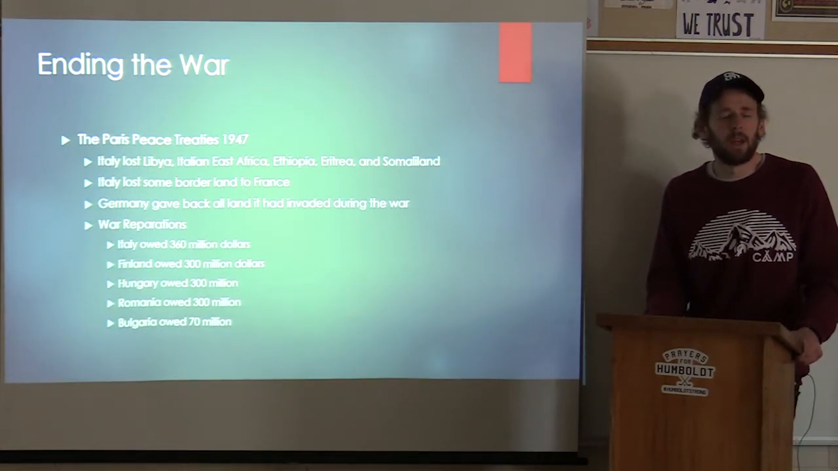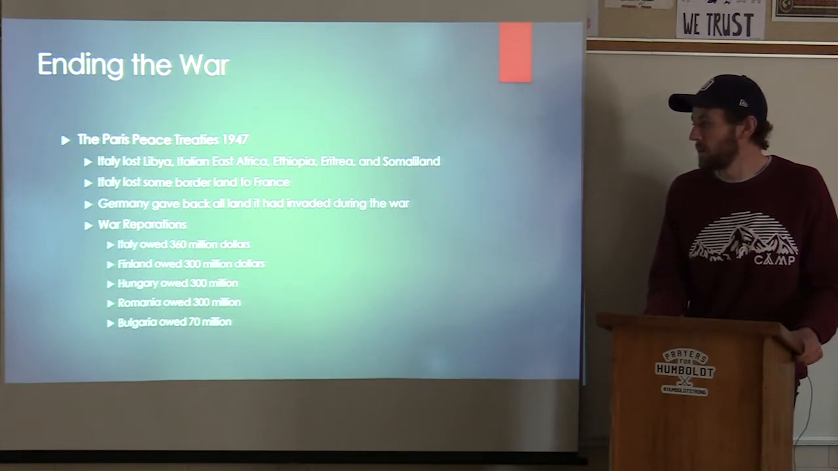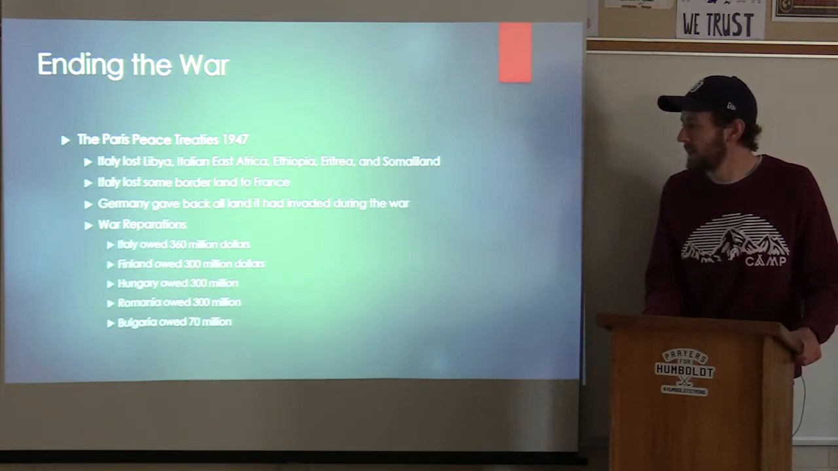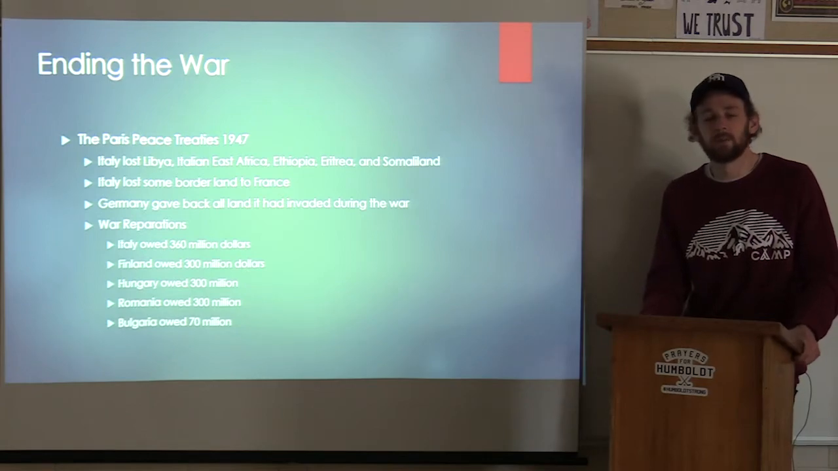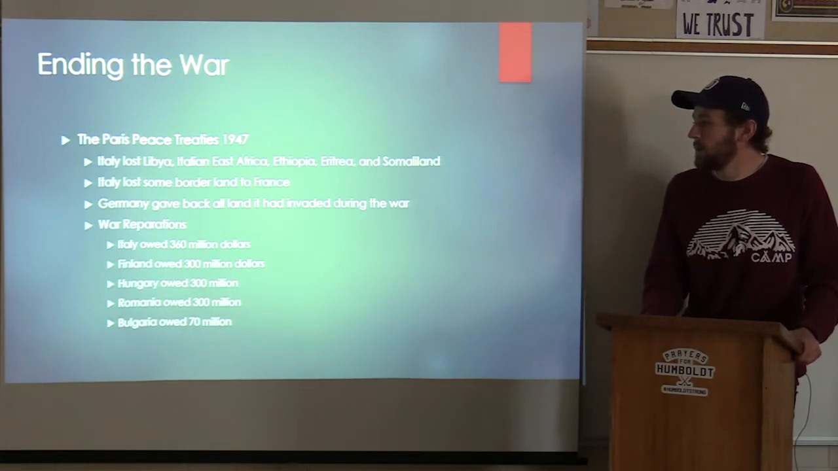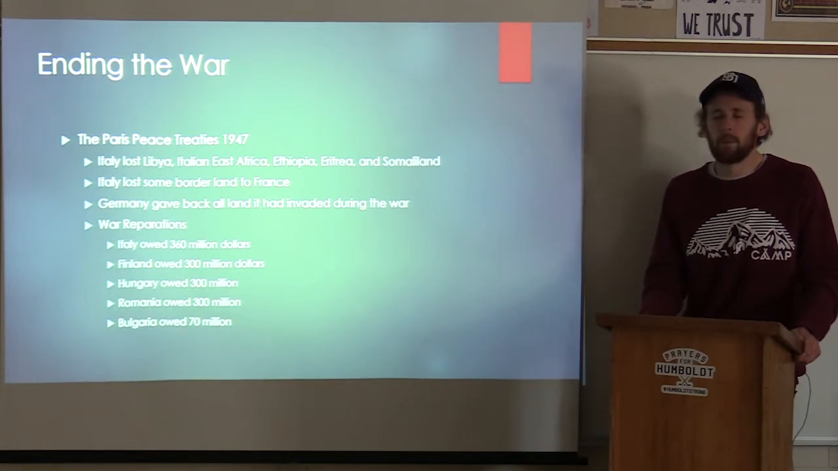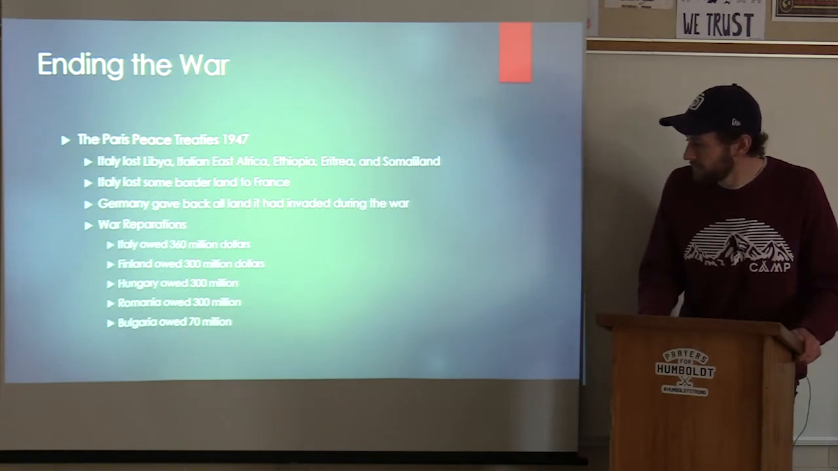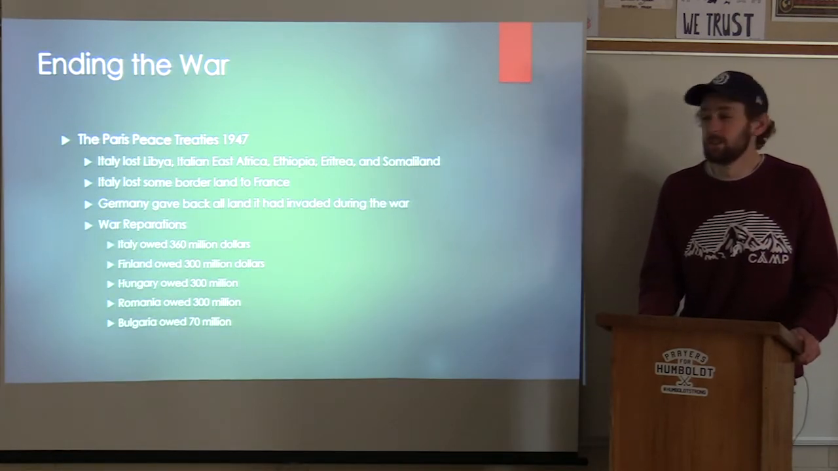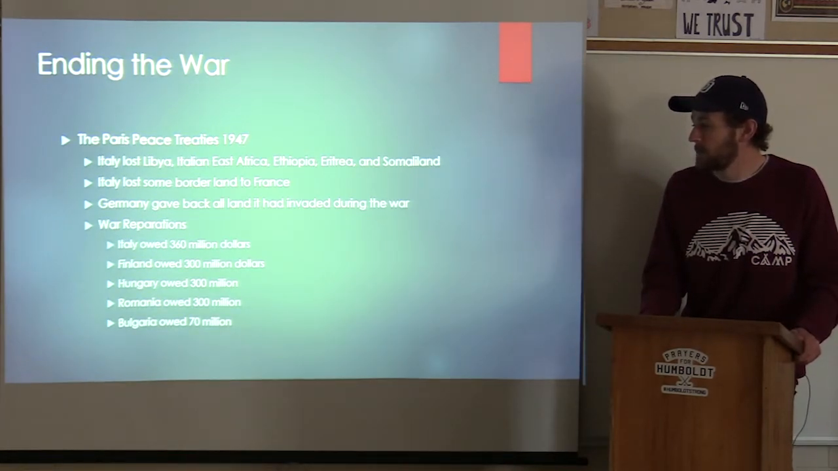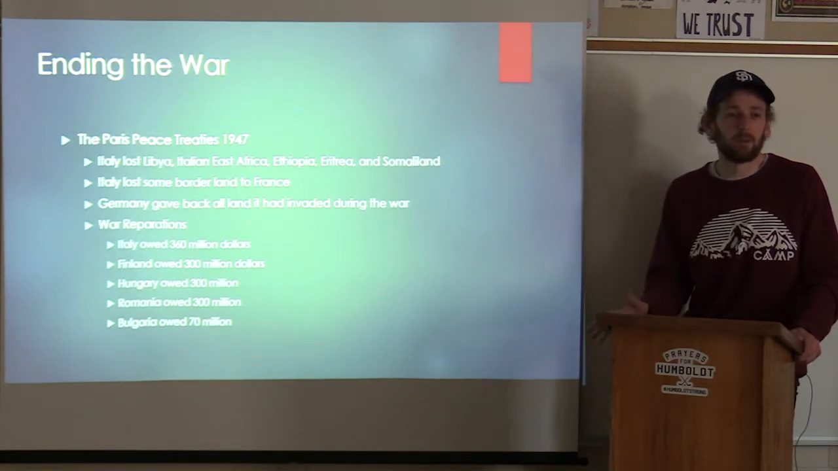And in this war, Italy loses all their territories in Africa. So Libya, Italian East Africa, Ethiopia, Eritrea, and Somalia. Italy will lose some borderland to France. Germany gives back all of its land that it had got during the war. And for war reparations, this is money that's owed. Now, I don't know why Germany isn't on here, but I'm going to assume it's in the same or a similar amount to the Italians.